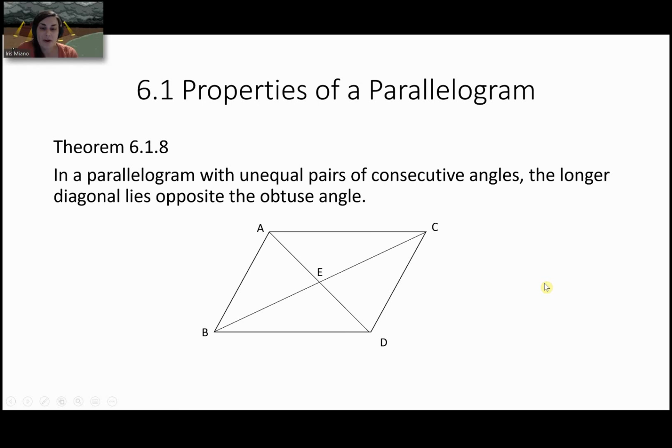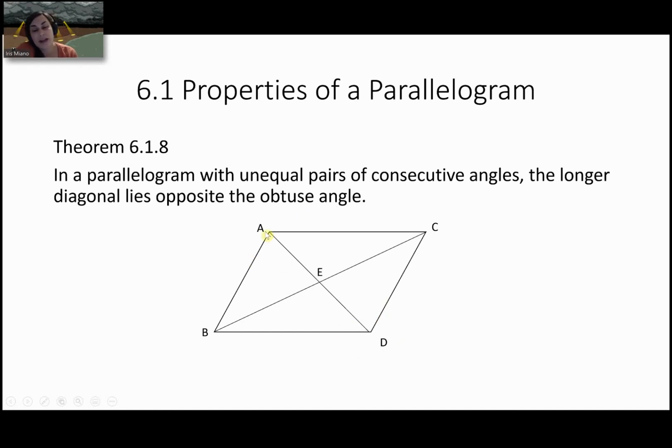Okay, so which diagonal is longer according to this theorem? Well, you could probably, from inspection, determine that BC is longer than AD, right? I mean, maybe it's terribly obvious, but this theorem is making it clear which one is the winner by virtue of which diagonal is opposite the obtuse angle.